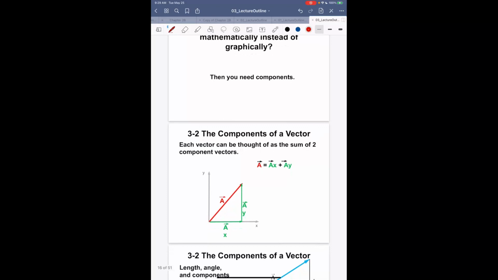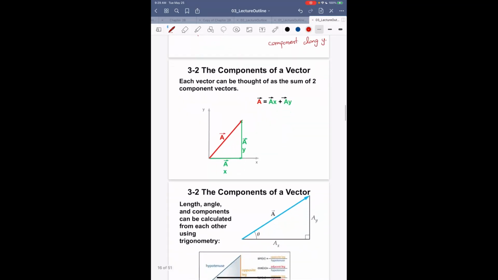Now, components means I will split my vector into one we call a projection, or a component along X, and the other component along Y. Then it is no longer in the XY plane. It is now divided into two. I can simply say A equals AX plus AY.